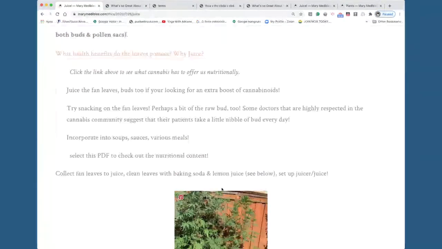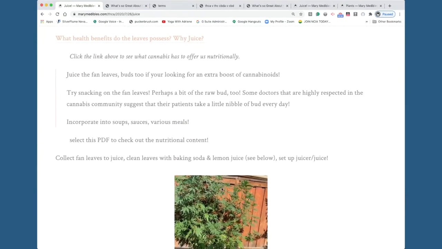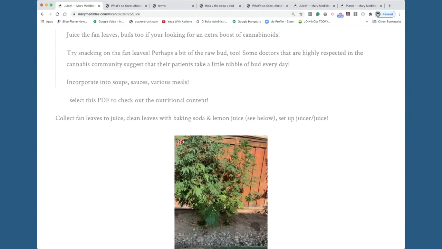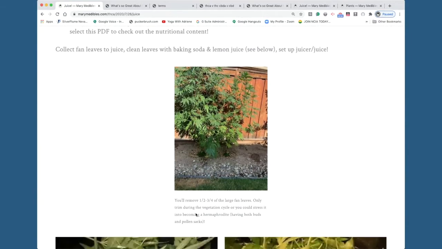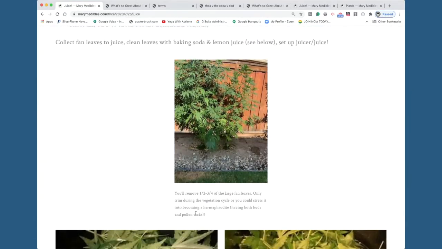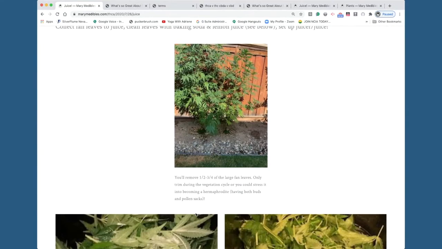So if you want to take advantage of this, you can just go ahead and trim the plant. I suggest trimming like 1/2 to 3/4. I trim mine pretty far down. You want to leave enough leaves to obviously still absorb light and nutrients. That's important. But you can strip it down to juice all those fan leaves.